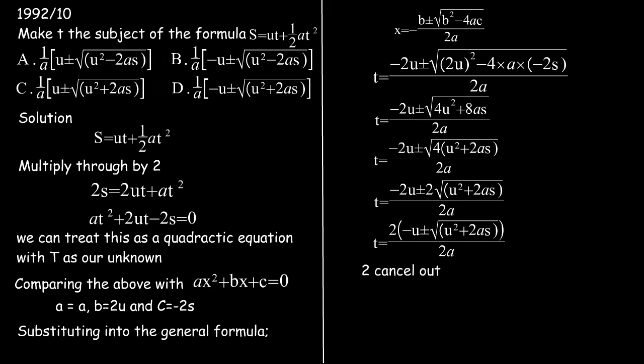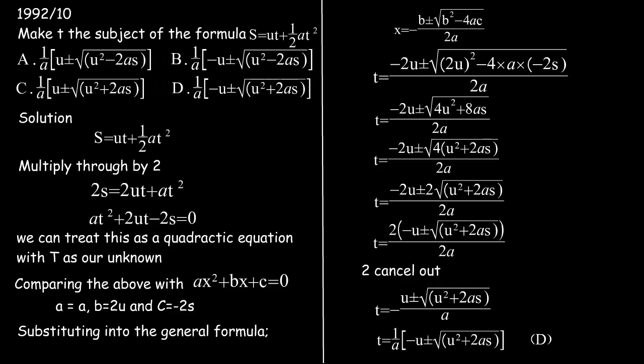2 is going to cancel out, and we are left with t is equals to minus u plus or minus the square root of u square plus 2as in bracket divided by a. And simplifying further, t will be equals to 1 over a in bracket minus u plus or minus the square root of u square plus 2as in bracket, and our final answer is D.